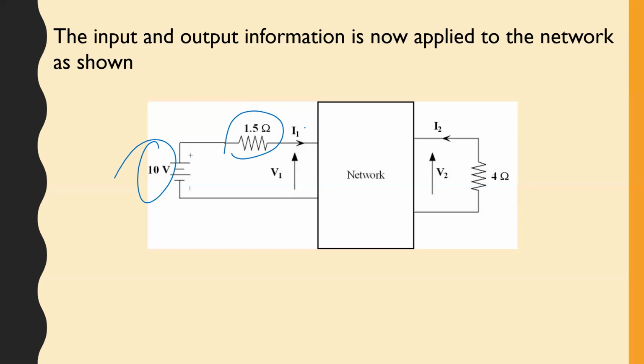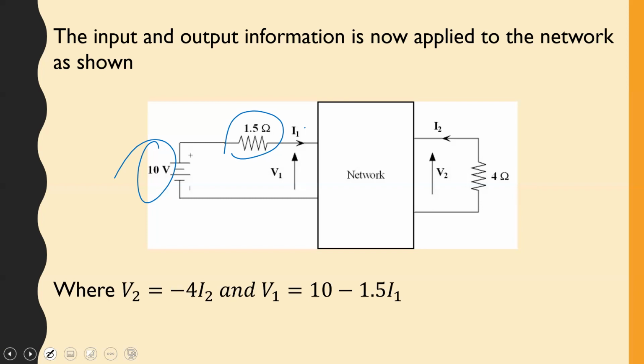And V2? What's V2? I2 times 4. Again? I2 times 4. I've done this enough times for you not to make that error again. Minus 4 I2. Thank you. So V2 is equal to minus 4 I2, and V1 is equal to 10 minus 1.5 I1.